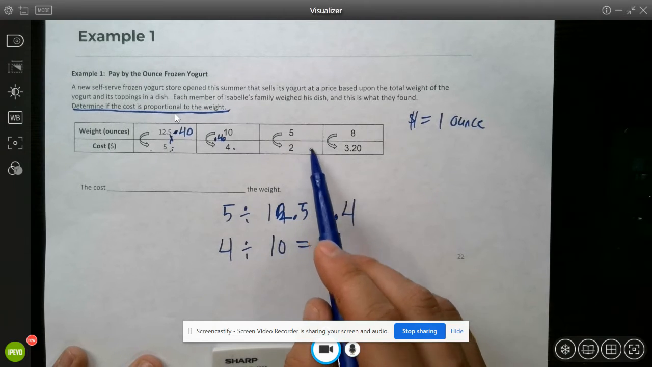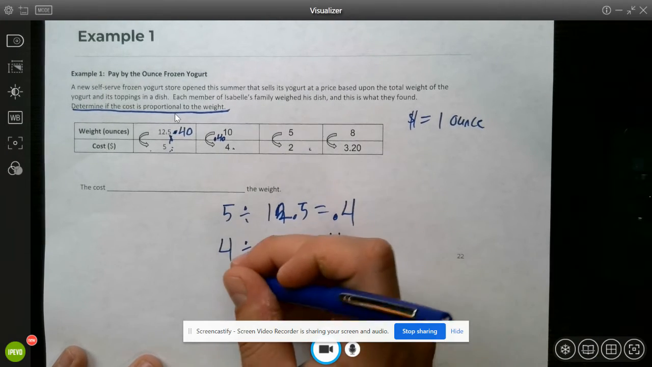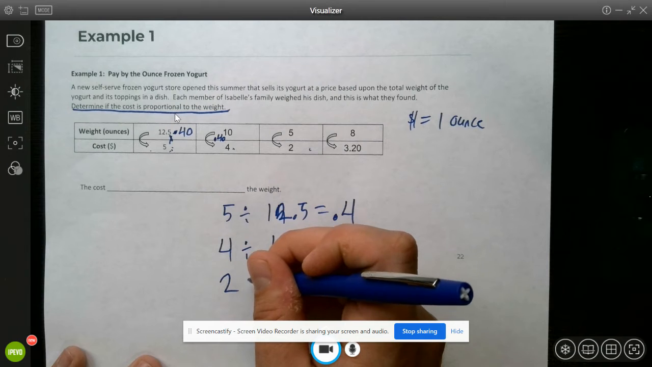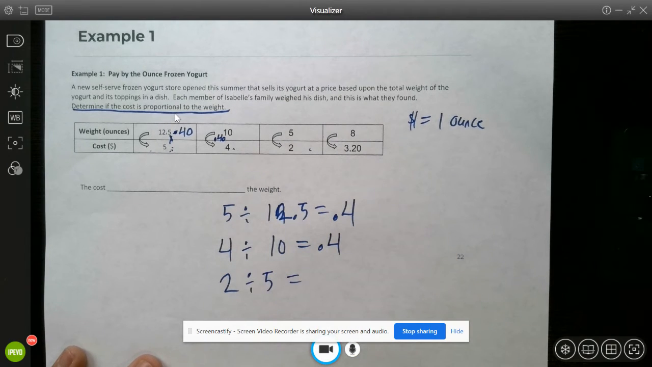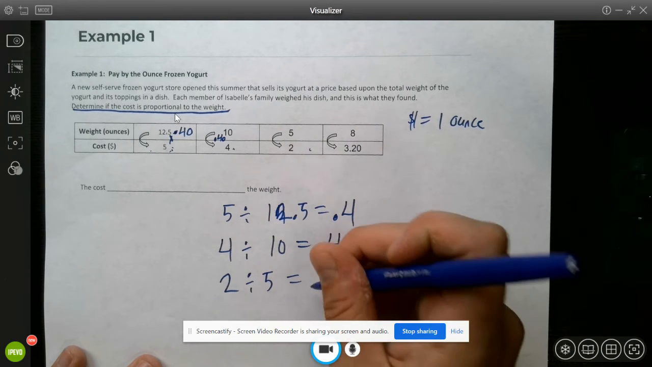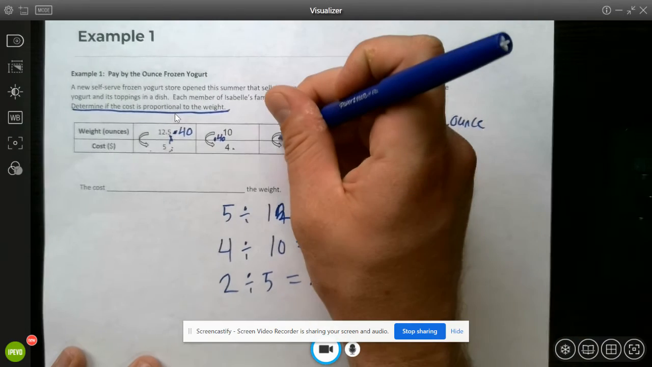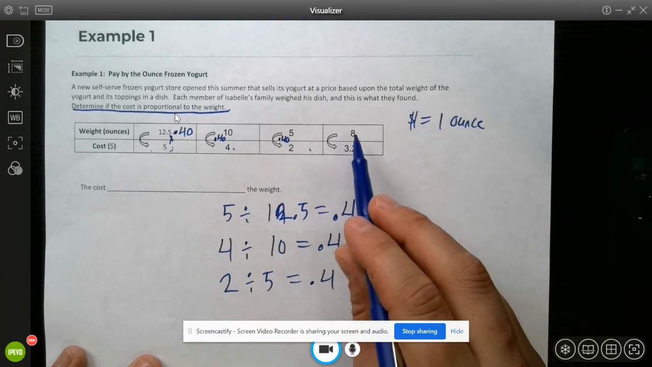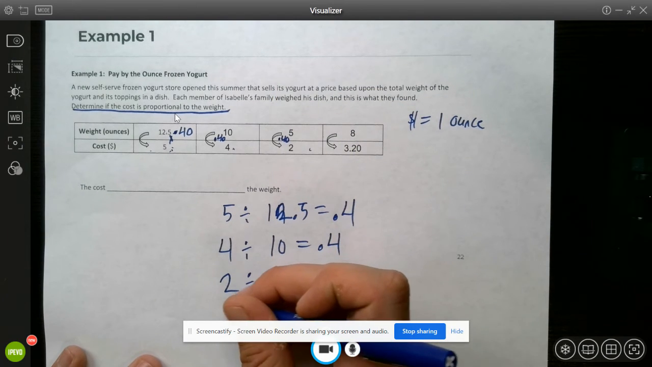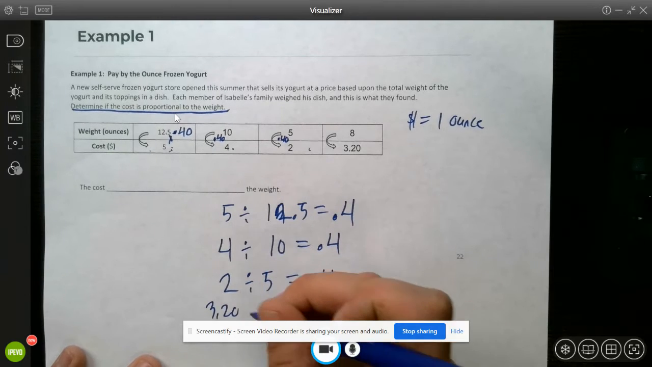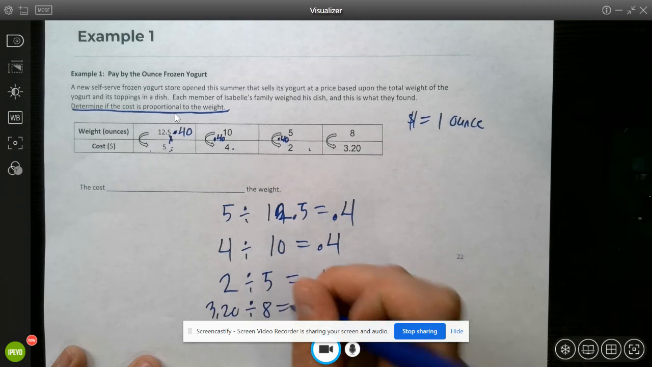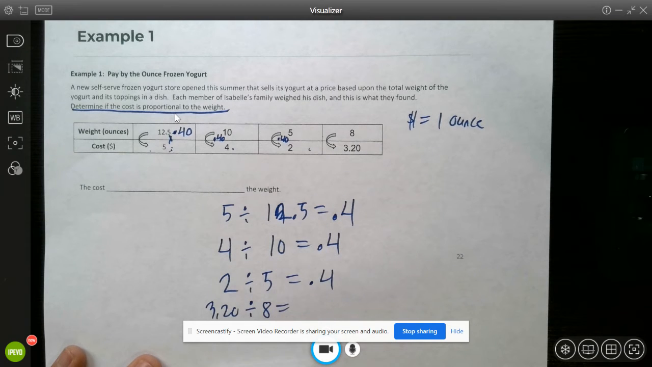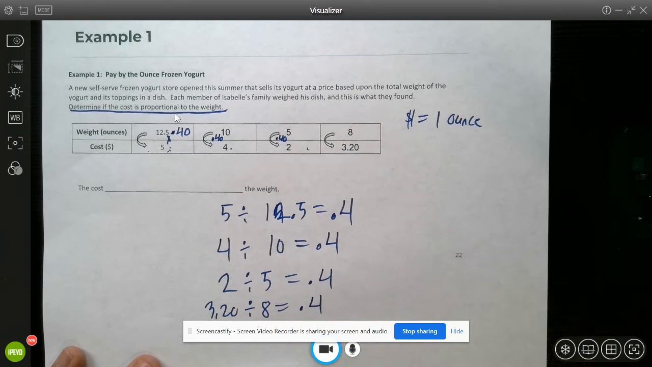Let's see if it's the same for 5 and 2. We paid $2 for 5 ounces. So I need to do 2 divided by 5. And what you're going to get is, again, 0.4. And lastly, we have $3.20. And that was for 8 ounces. So we're going to do $3.20 divided by 8. And that also equals 0.4.